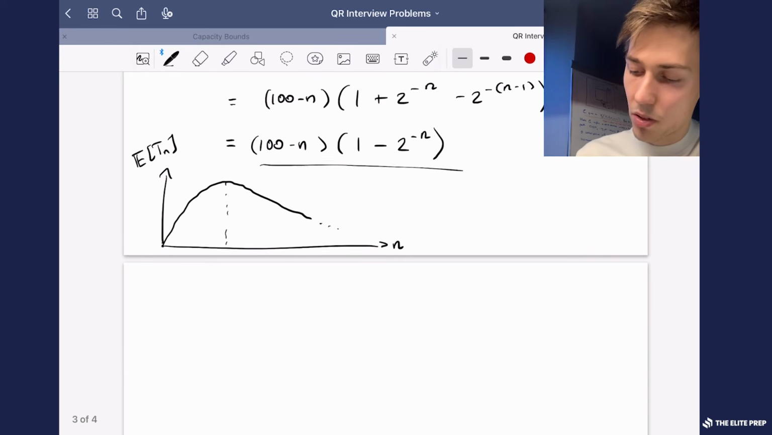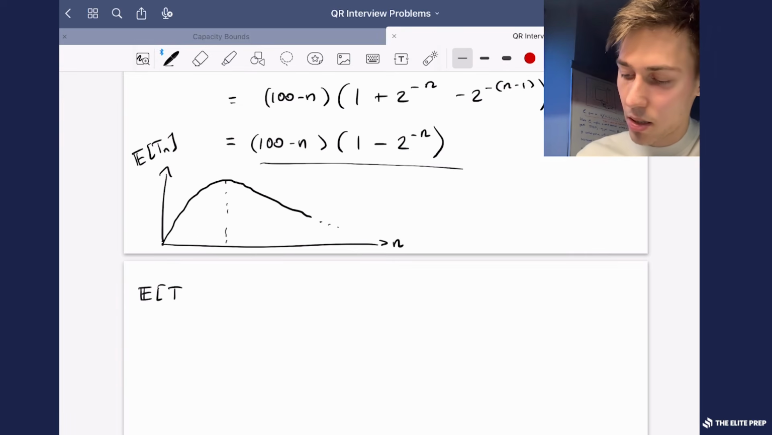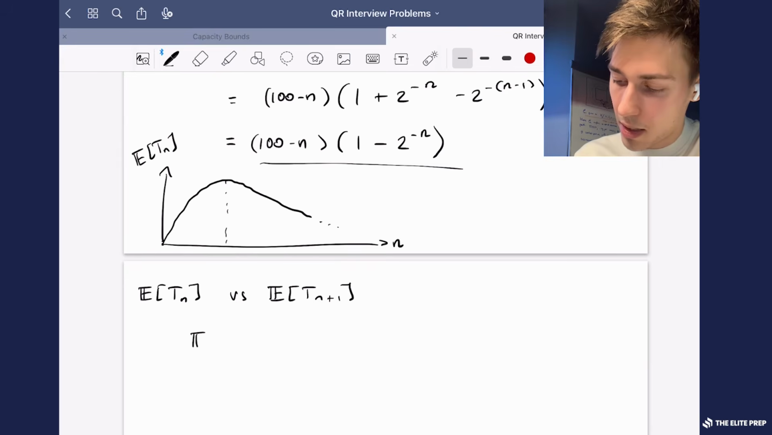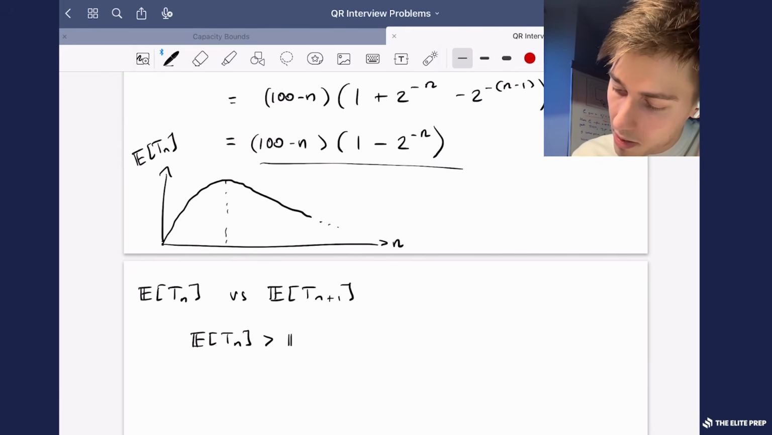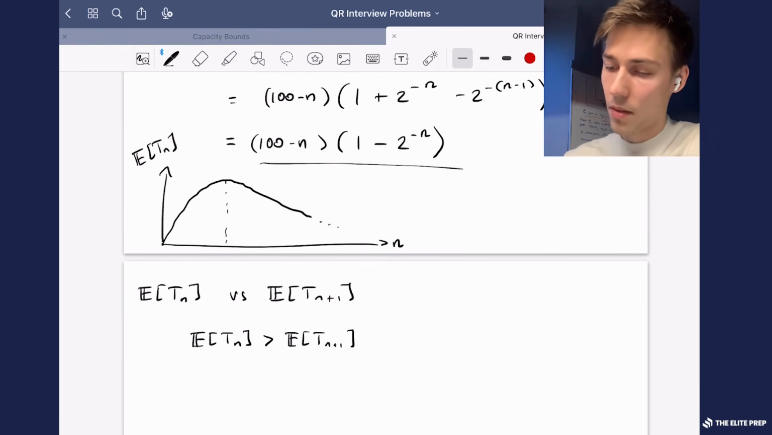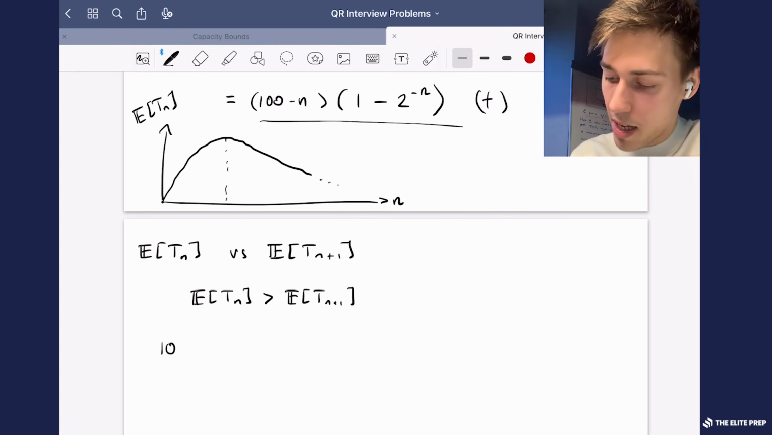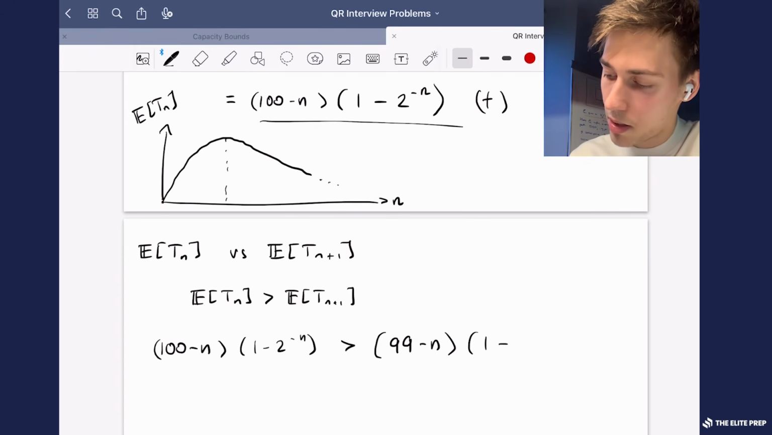And to find this maximum, it's enough to look at ETn versus ETn plus 1. So what happens if we do one more take? We want to get to the point where doing one more take actually reduces the expected value. So we want ETn to be greater than ETn plus 1. So then we just substitute the results we got above. So 100 minus n times 1 minus 2 to the minus n is greater than 99 minus n times 1 minus 2 to the minus n plus 1.